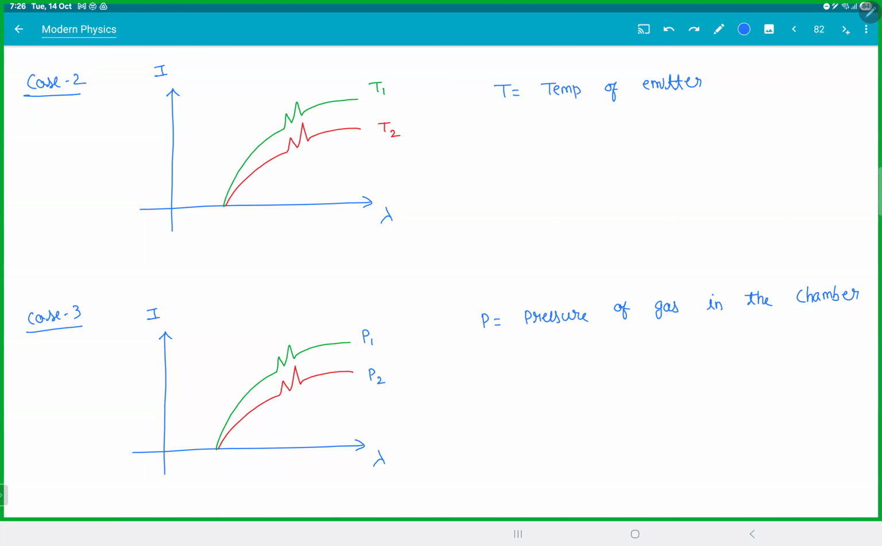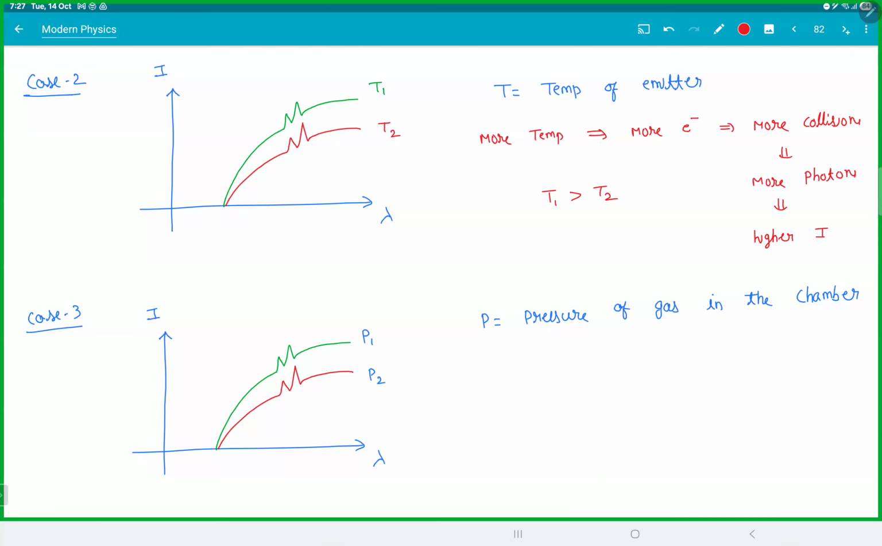Let's see. Think about it. If you increase the temperature of the emitter, what happens? If you heat up the emitter more, you get more electrons. If you get more electrons, these will go and collide with the target. You'll have more collisions, and more collisions give more photons. That means more intensity. So this is one way to increase intensity, by increasing the temperature of the emitter plate. You can clearly see T1 intensity is more than T2, so T1 is greater than T2.